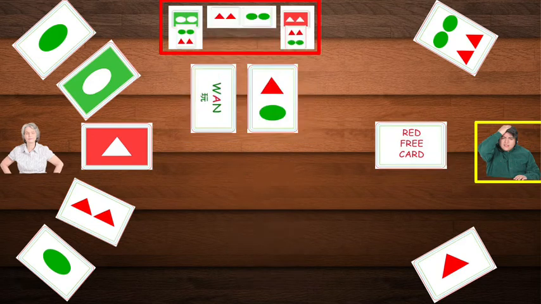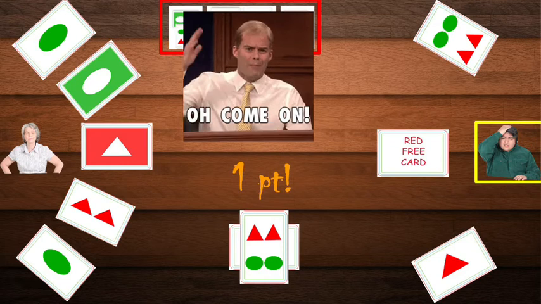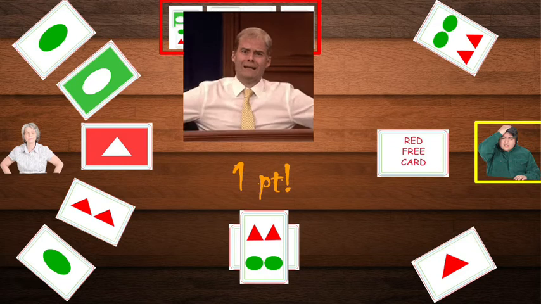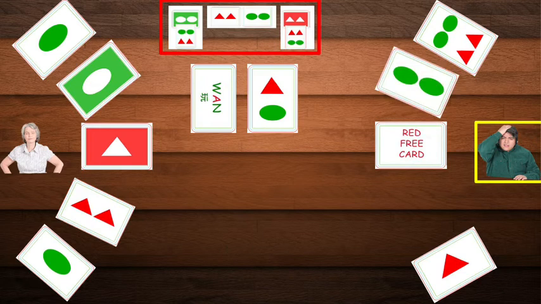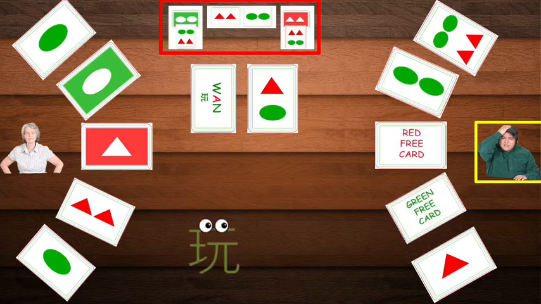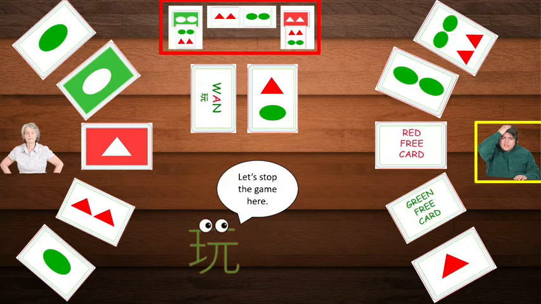Why in the world would you do that? But he's new. He's new. Leave him alone. Okay? Leave him alone. And then we put him back up to 5 points. And let's start the game here, right? We know who won.